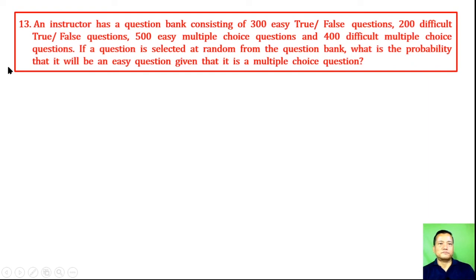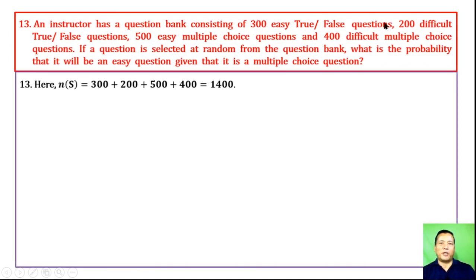For question number 13, an instructor has a question bank consisting of 300 easy true or false questions, 200 difficult true or false questions, 500 easy multiple choice questions, and 400 difficult multiple choice questions. If a question is selected at random from the question bank, what is the probability that it will be an easy question, given that it is a multiple choice question?